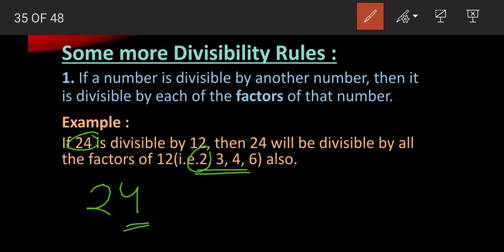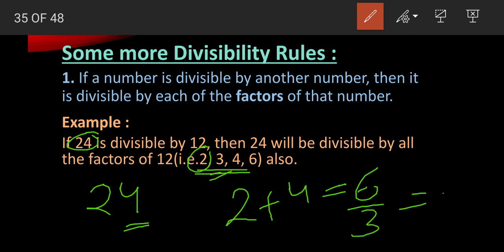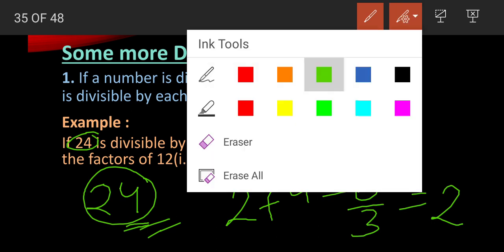Now come to the second one, that is 3. For the divisibility of 3, what to do? We have to find the sum of these two digits. That is 2 plus 4, we are getting 6, and 6 divided by 3, we are getting 2. So we can say that here the sum is 6, which is divisible by 3. So 24 is also divisible by 3.